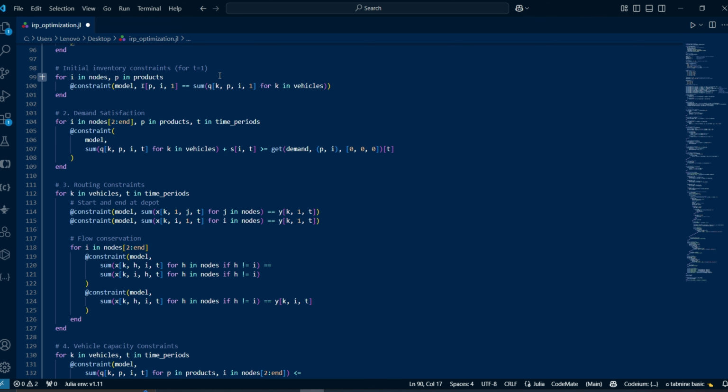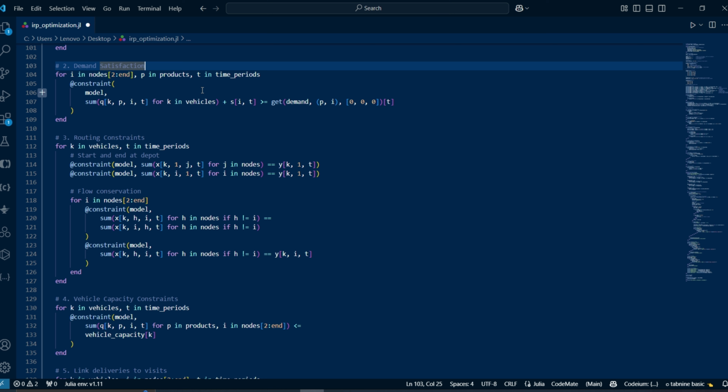Here, the initial inventory constraint. What is that? We begin by defining the initial inventory levels for each product at every node in the first time period. The logic here is straightforward. The total inventory at the start equals the sum of quantities delivered by all vehicles to that node in the first period. This ensures that all initial stock is explicitly accounted for, providing a solid baseline for subsequent calculations. The constraint is expressed like that, as you can see here.